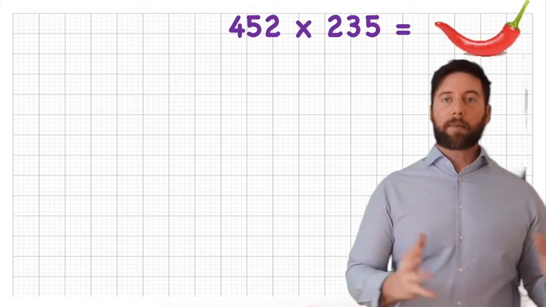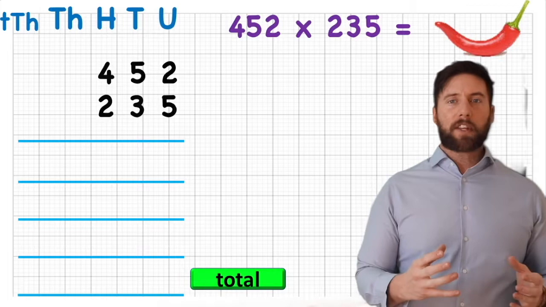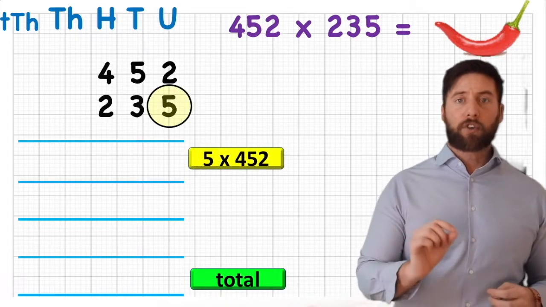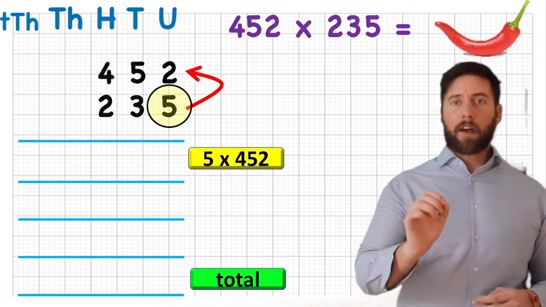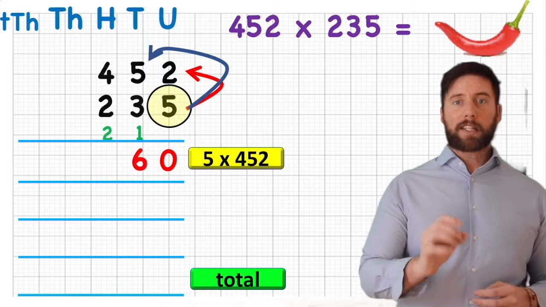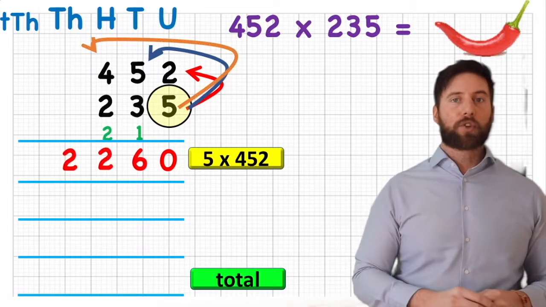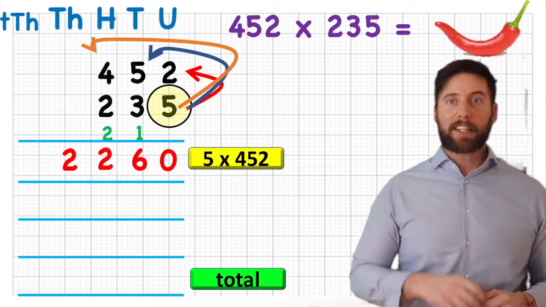So we're going to carry on like we did before, and we're going to understand that we're going to partition it all, okay? So all we're doing for this first row is we're still multiplying 5 by 452. Okay, so 5 times 2 is 10, good. 5 times 5 is 25, add the 1 is 26. 5 times 4 is 20, add the 2 is 22. So our first row, 5 times 452, is 2,260.